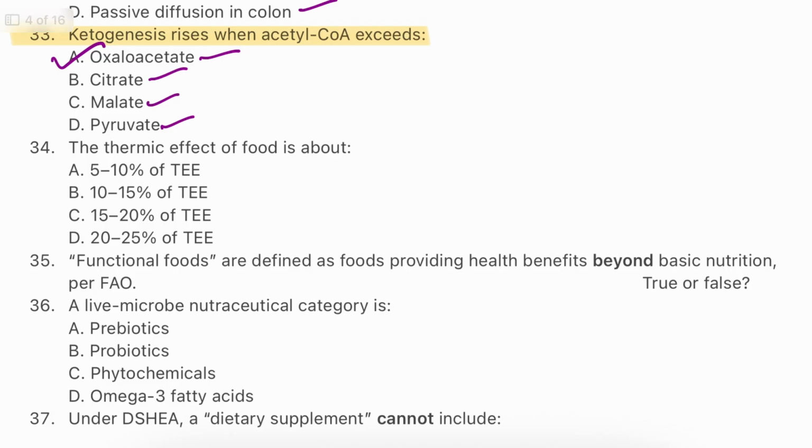Question number 34. The thermic effect of food is about 5 to 10% of TEE, total energy requirement, 10 to 15% of TEE, 15 to 20% of TEE, or 20 to 25% of TEE. The answer will be B, 10 to 15%. Thermic effect of food is 10 to 15% of total energy expenditure.